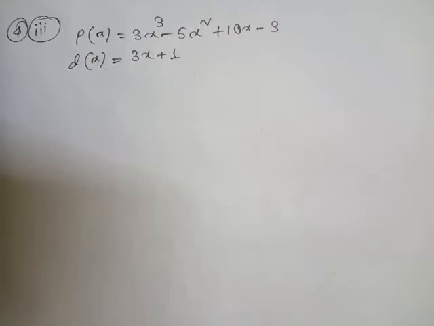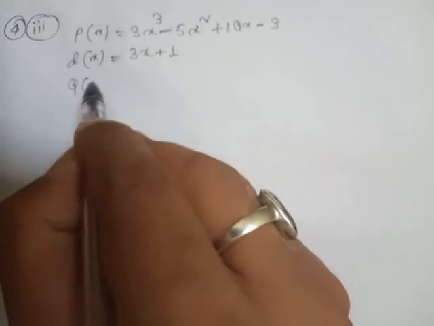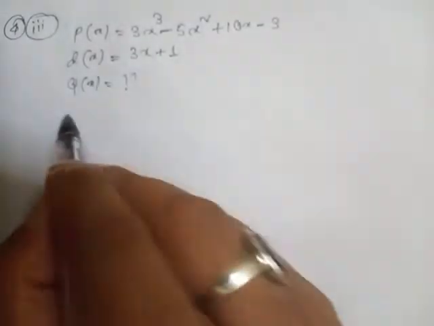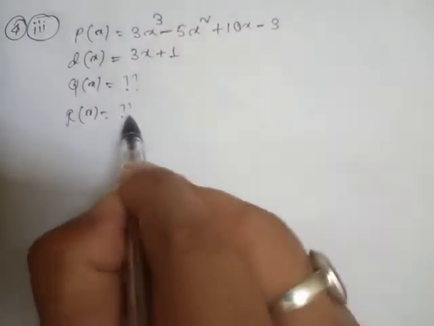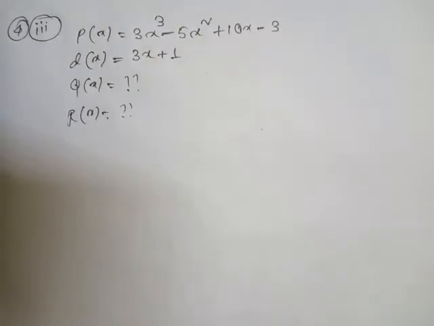Now student, look, this is the question of 4 Roman 3. P(x) and d(x) are given, meaning the dividend and the divisor are given. We have to find out the quotient, q(x), and the remainder here. We'll go for the long division again, like the previous one we did.